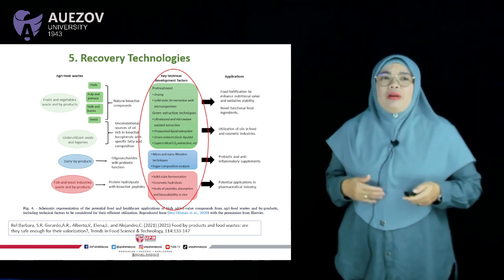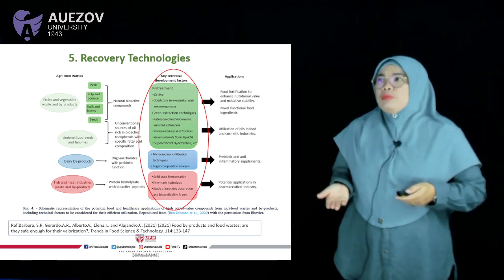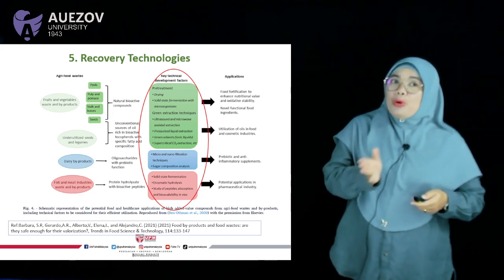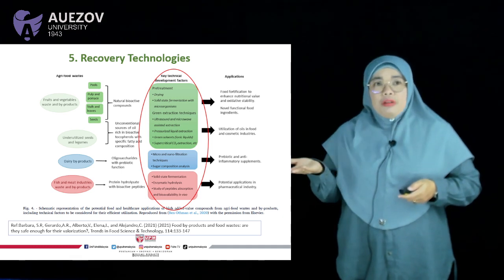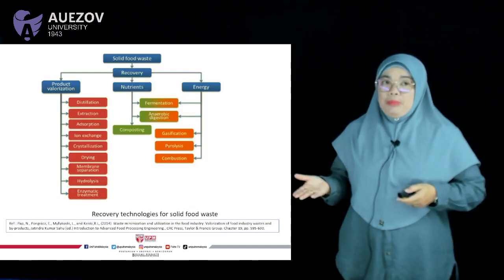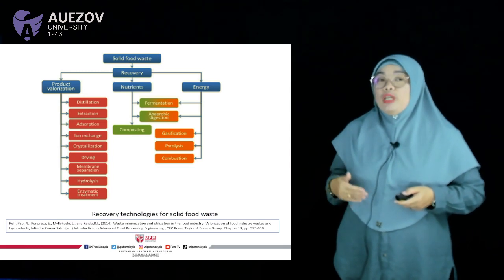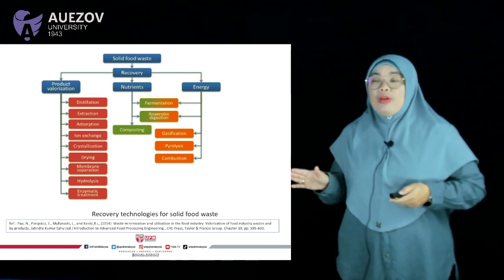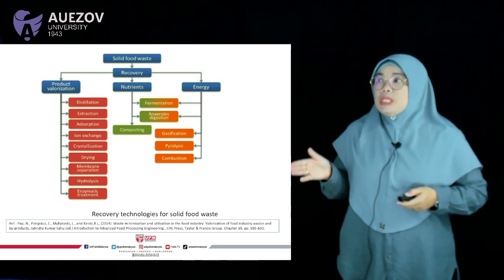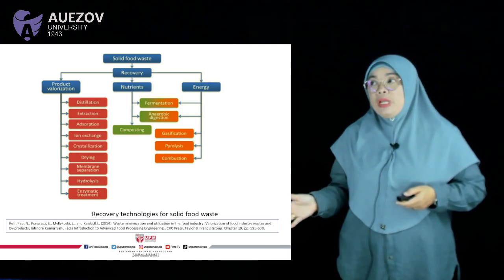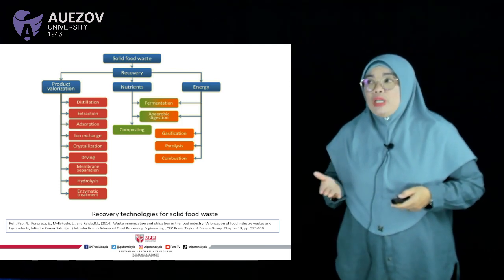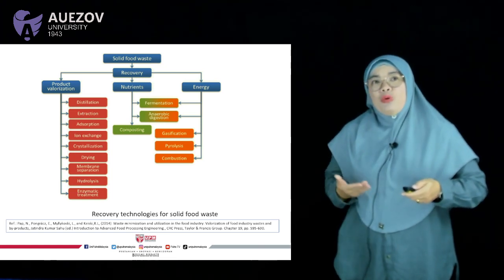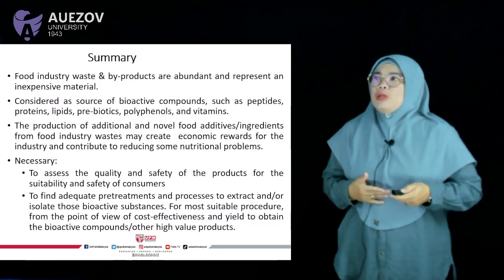There are many recovery techniques that we can use to obtain all the high value compounds before we use them for food application. I give another example, to list out ways to recover solid food waste. In terms of product valorization, we can obtain it through distillation, extraction, absorption, and so on. And if you want energy recovery, we can use gasification, pyrolysis, combustion, and also fermentation.